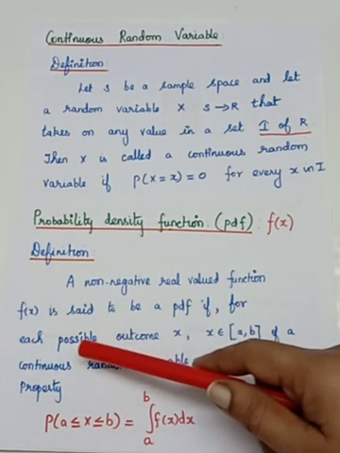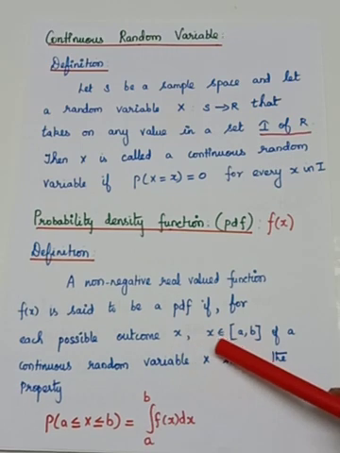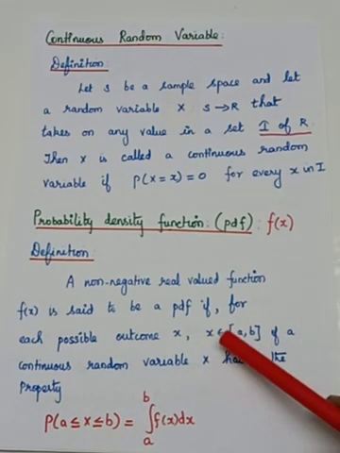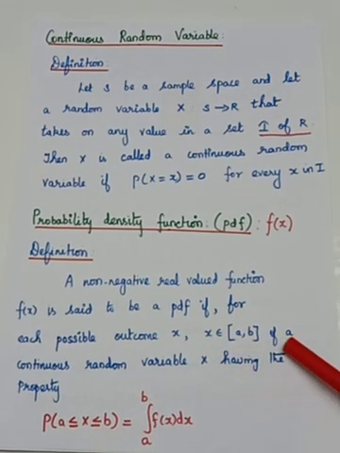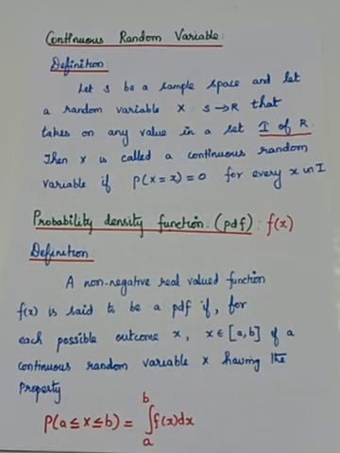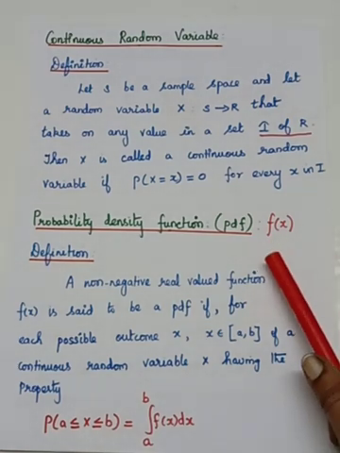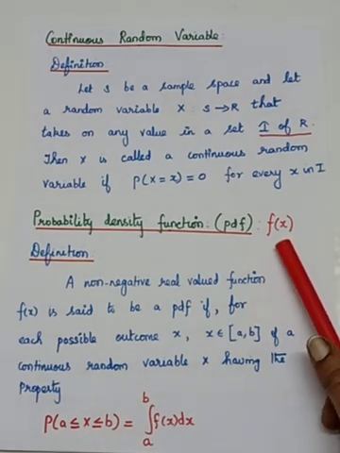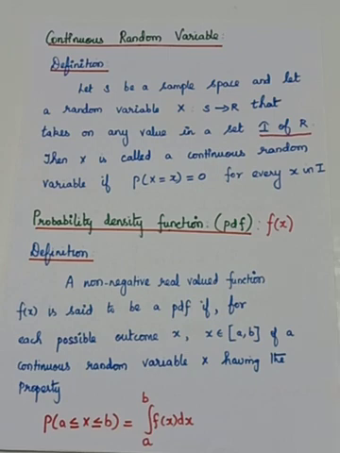if for each possible outcome x belonging to an interval, for a continuous random variable X, it has the property P of a less than or equal to X less than or equal to b is equal to the integral from a to b of f of x dx. So the probability density function, also denoted by f of x, has the property P of a less than or equal to X less than or equal to b is equal to the integral from a to b of f of x dx.